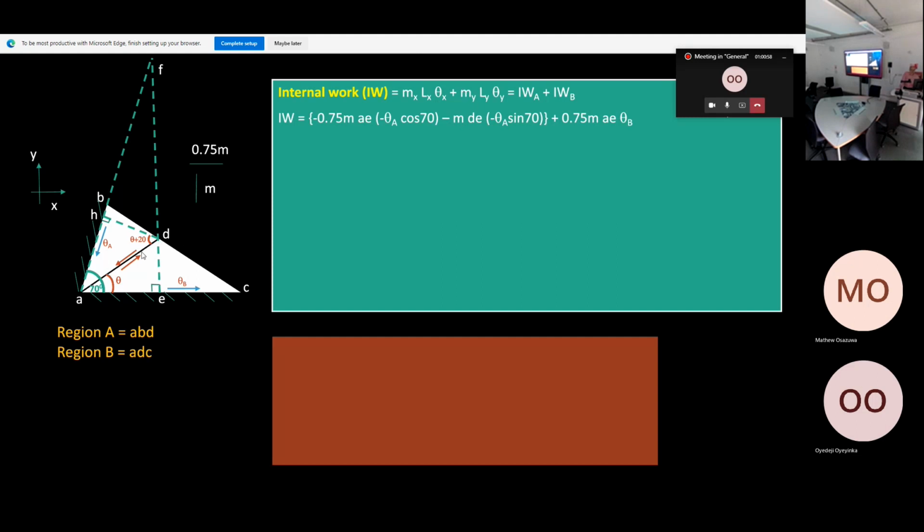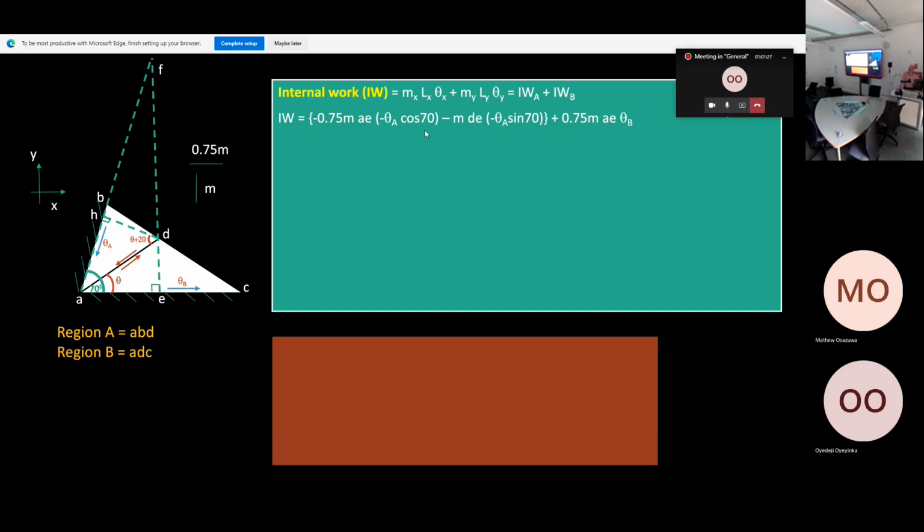Now, this yield line projected onto the y-axis, do you agree it's dE? Yes. So we have dE. Now, this vector here projected onto the y-axis, do you agree it's theta A sine 70? And it's negative because it's going down. That's it. So the first bracket from there to there is only for region A.